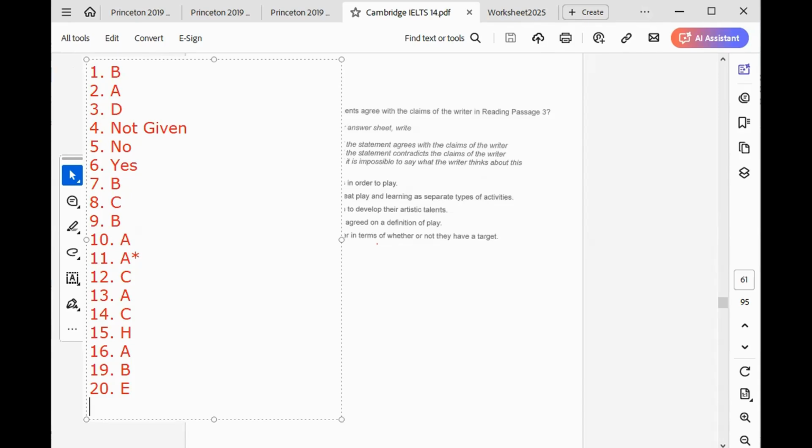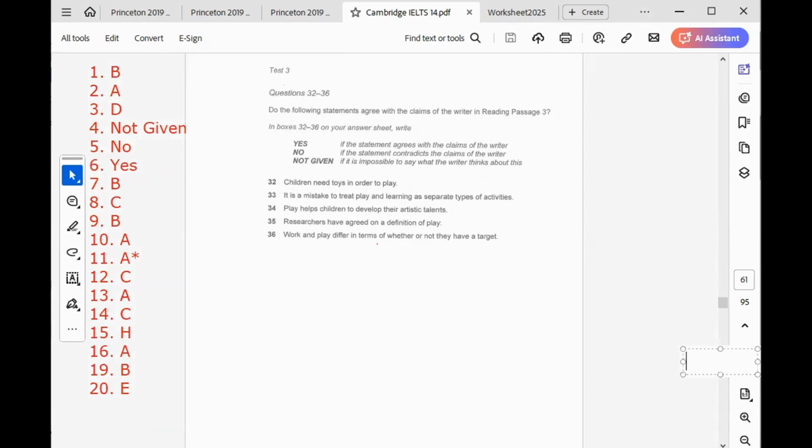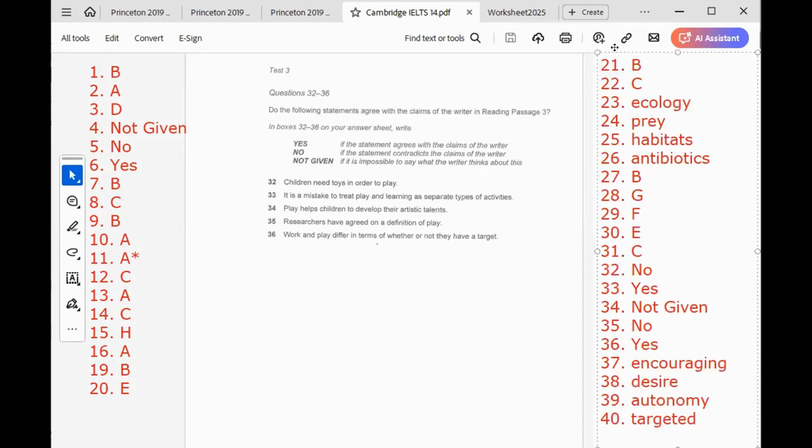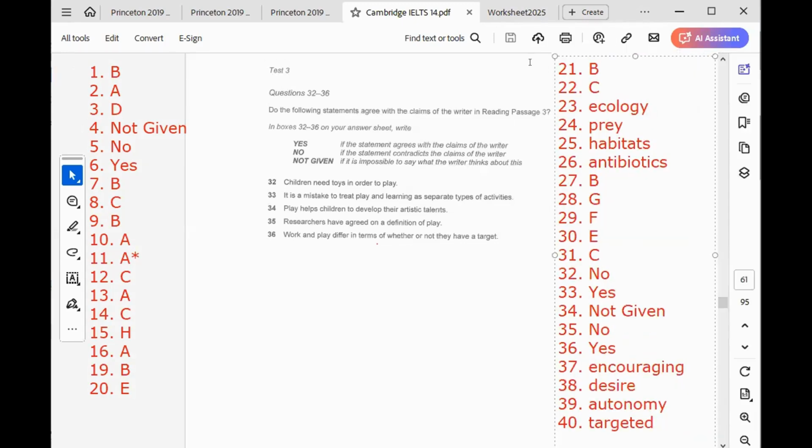One to 20. Then 21 to 40 on the other side. Okay, so I said, what do we do after we mark our work? Thank you. Do thorough self-correction. Yes, very important. Do thorough self-correction.